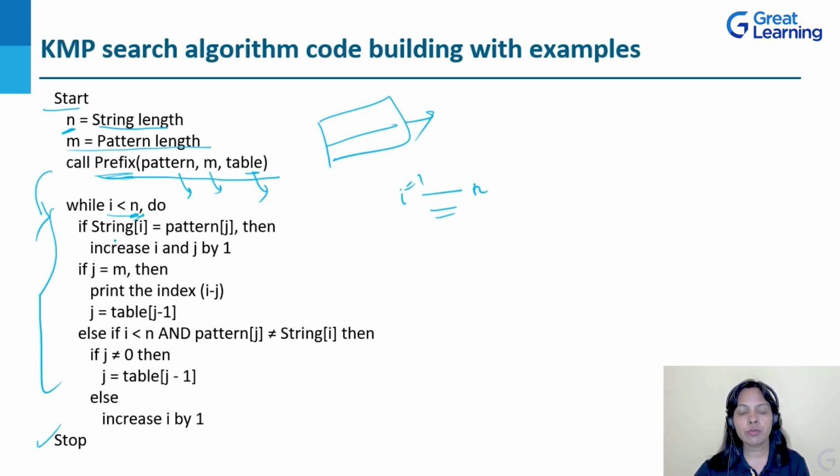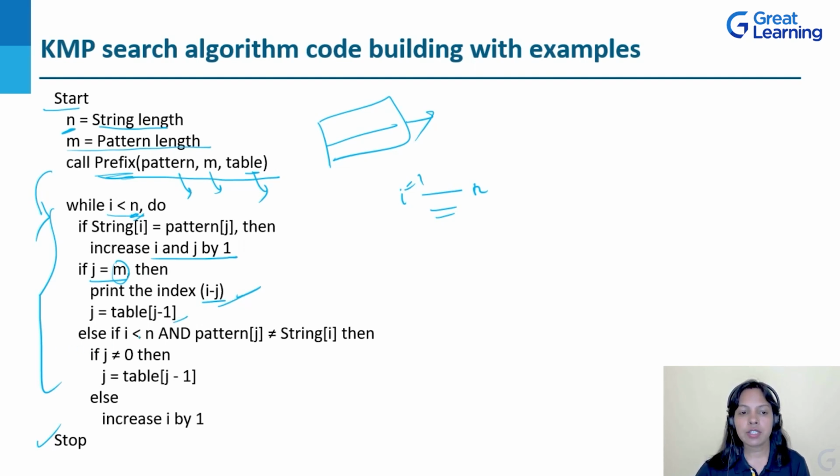There, what you have to do is compare these two, right? If they are matching, then you have to increment both i and j by 1, okay? And if you reach the end of the pattern, then just print the index i minus j, which will be the starting index for the given pattern. If you reach the end of the pattern, that is your m. Okay, m is what? Pattern length, right? So if you reach there, it means the pattern is found. And then you have to print the index there.